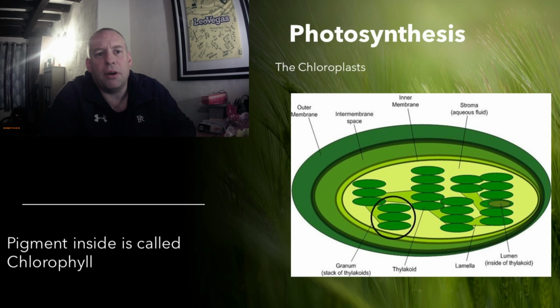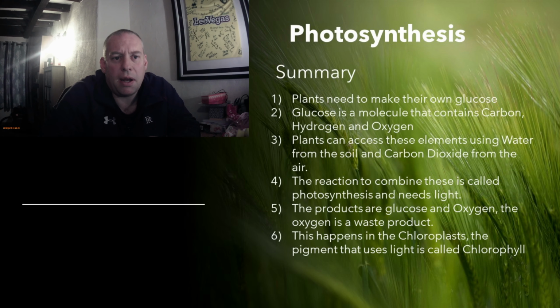So here's a quick summary. This summarizes everything that you need to know in terms of photosynthesis. First of all, plants need to make their own glucose. They can't eat, they're not able to absorb it from the soil, so their solution is to make their own glucose. They can do this because glucose is a molecule that contains carbon, hydrogen, oxygen, and you can find carbon, hydrogen, oxygen in various different parts around us. Water for the hydrogen, carbon dioxide for the carbon, both of those contain oxygen. So that's where they get the raw materials in order to make it.